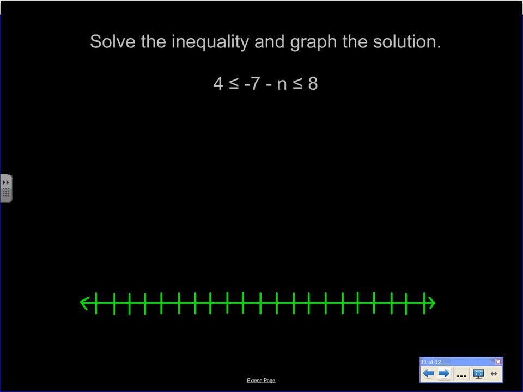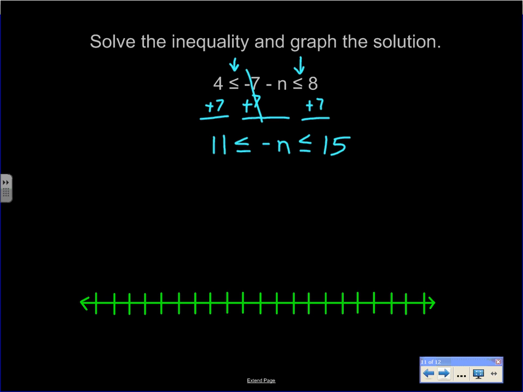I hope your ringer's working. All right, so what are we going to do here? We need to get n by itself, so we add 7 to both sides of the left inequality. And then we're going to add 7 to both sides of this inequality. 4 plus 7 is 11, less than or equal to. 7's cancel. Look at that. Negative n, less than or equal to 8 plus 7, which is 15.